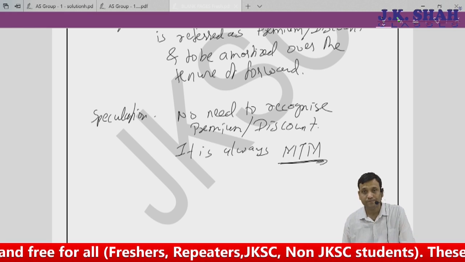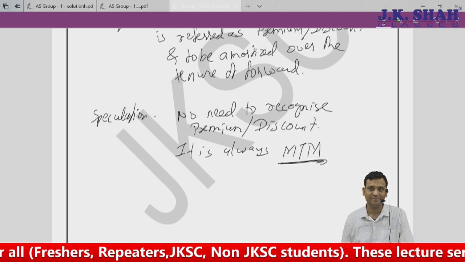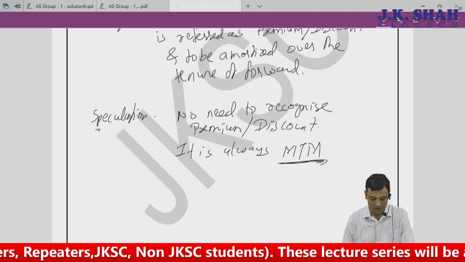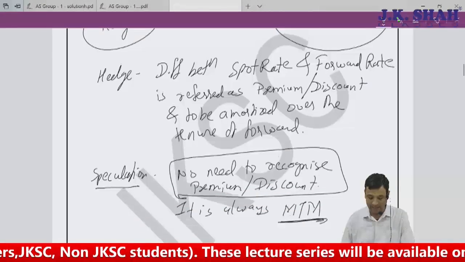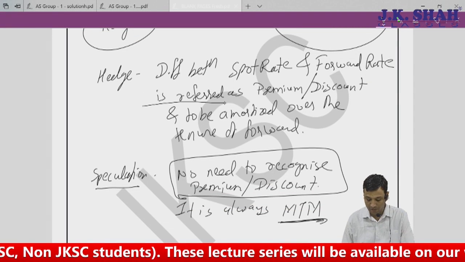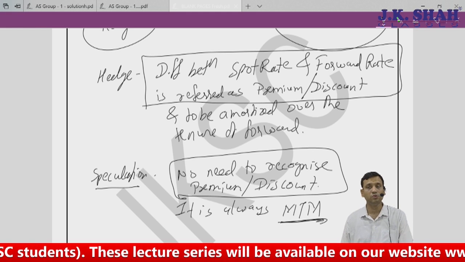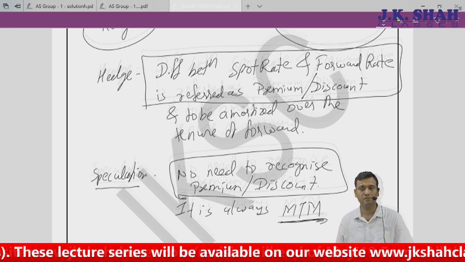Mark to market means what? What is the value of this contract today, on 31st March, that is referred to as mark to market. Yeah, so as far as speculation is concerned, no premium or discount will get recognized. As far as hedge is concerned, premium and discount will be recognized in our books. Clear? So this is where we end our AS 11 explanation.